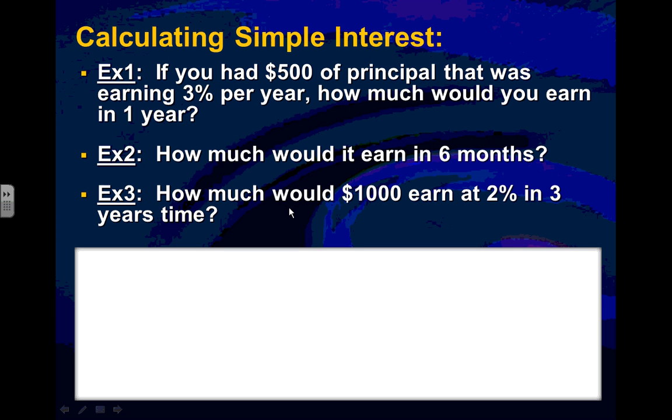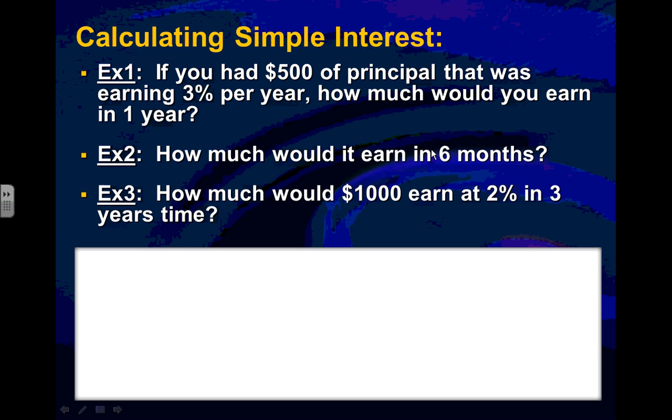Okay, let's calculate some simple interest here. If you had $500 of principal, earning 3% per year, how much in a year? I'll let you do the math. You can do it in your head, or you can bust out a calculator. It's going to be 0.03 for your interest rate. That's 3% as a decimal. Remember to move the decimal twice. Okay, so 0.03 times 500 times 1 year. Hopefully you can calculate that.